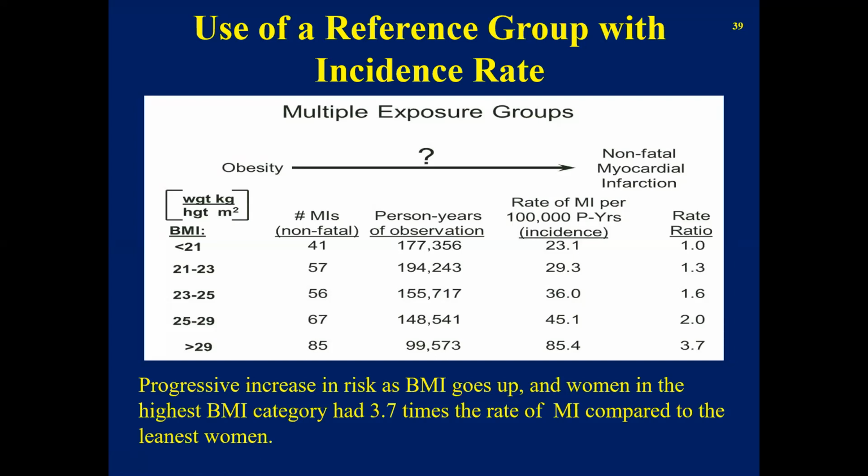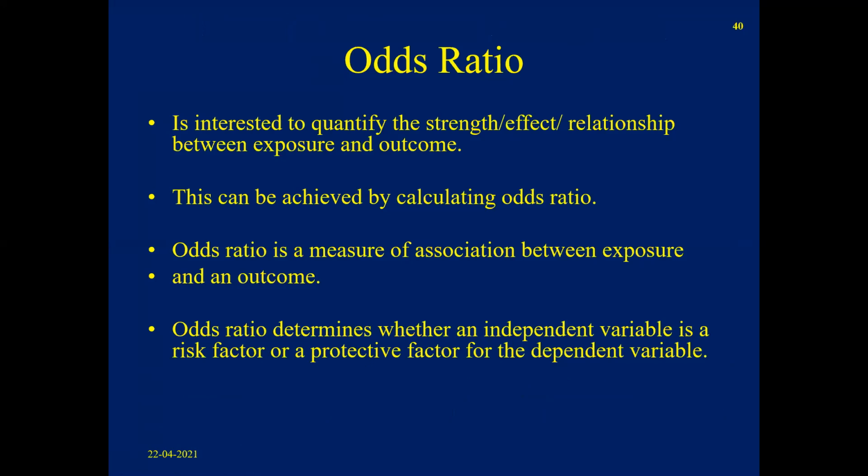So the odds ratio is used to quantify the strength of the relationship between exposure and the outcome, and this can be achieved by calculating the odds ratio. The odds ratio is also used to determine whether the independent variable is a risk factor or a protective factor for the dependent variable.